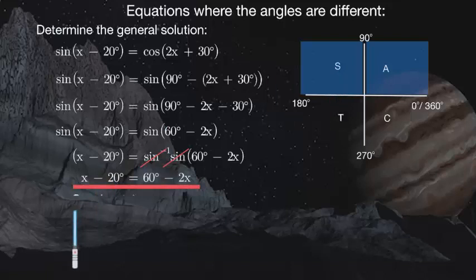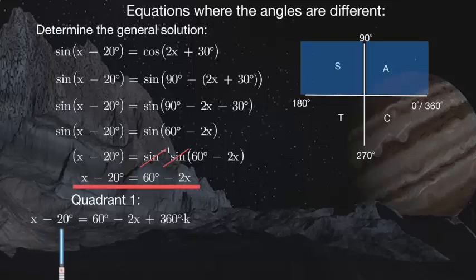So here I go. I write down quadrant 1 and then I take this angle and I write it down. X minus 20 degrees is equal to 60 degrees minus 2x plus the 360 degrees times k. And then I just take this minus 2x to the other side, it becomes a plus 2x, and this minus 20 degrees to this side, it becomes a plus 20. So I end up with 3x equals 80 degrees plus 360 degrees times k, and I have to divide all the way through with a 3, so x is equal to 26,67 degrees plus 120 degrees times k.